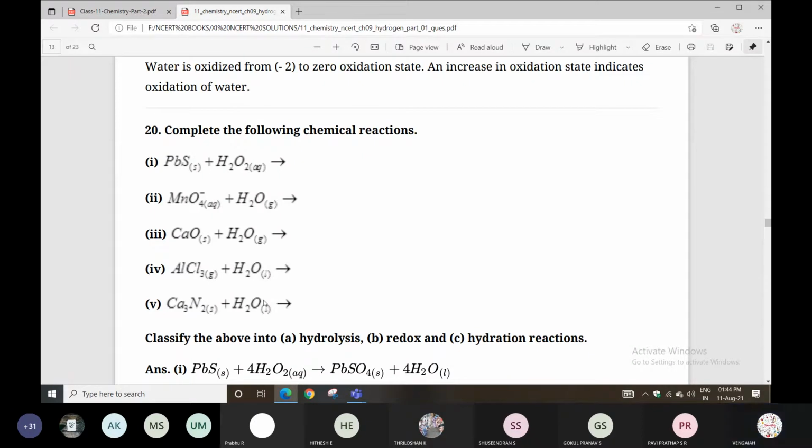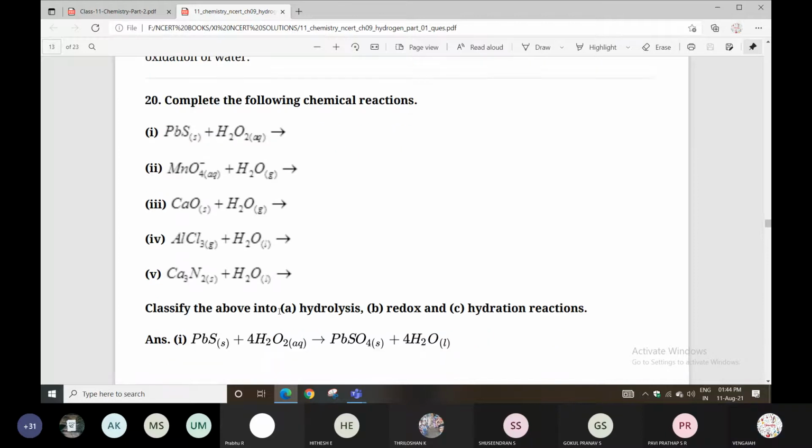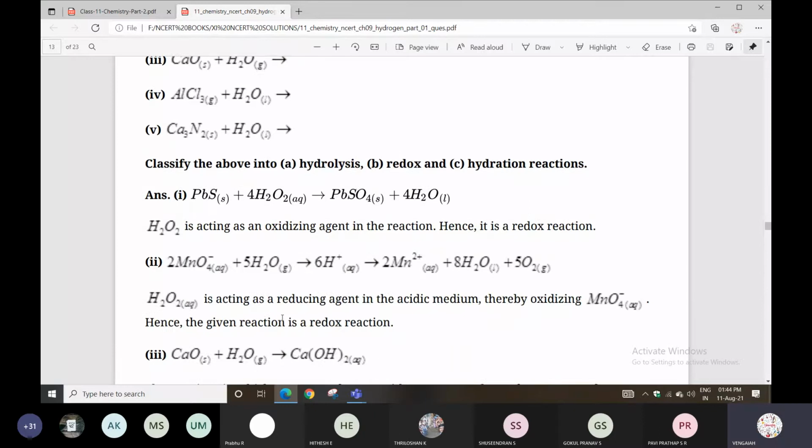Classify the above into hydrolysis, redox, and hydration reactions. Based on the reaction you can say either hydrolysis reaction or redox reaction or hydration reaction. Can you see the first example? What is given? PbS plus H2O2.